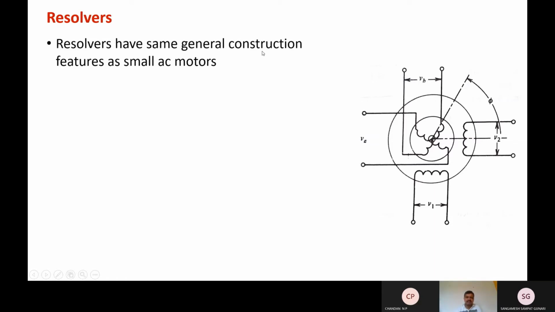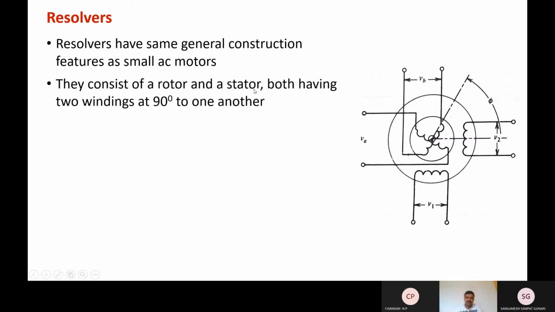Resolvers have the same general construction features as small AC motors. They consist of a rotor and a stator, both having two windings at 90° to one another. So these two are rotor coils, VA and VB, and they are at 90° to one another. Similarly, these two are stator coils, again kept at 90°, and this is the shaft of the stator. Stator means it is a fixed element. Rotor means it is the rotating part.